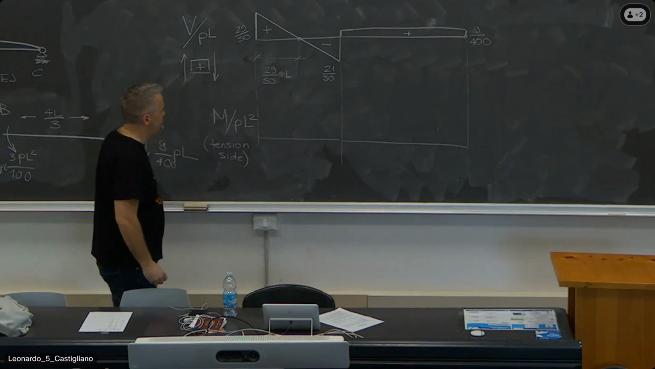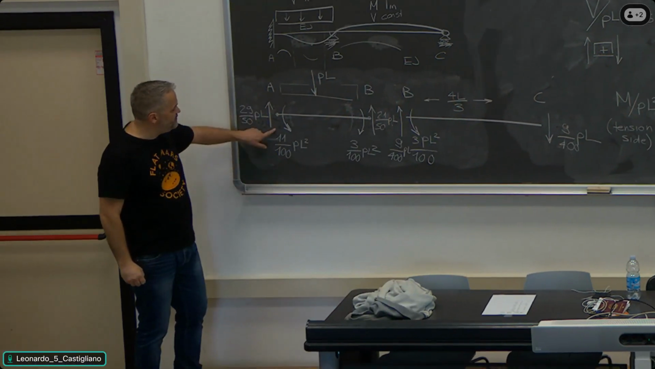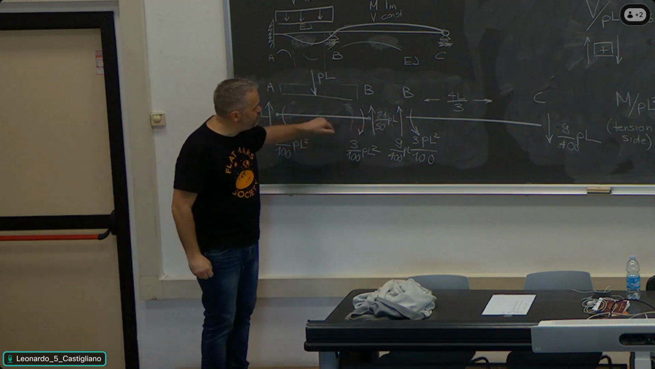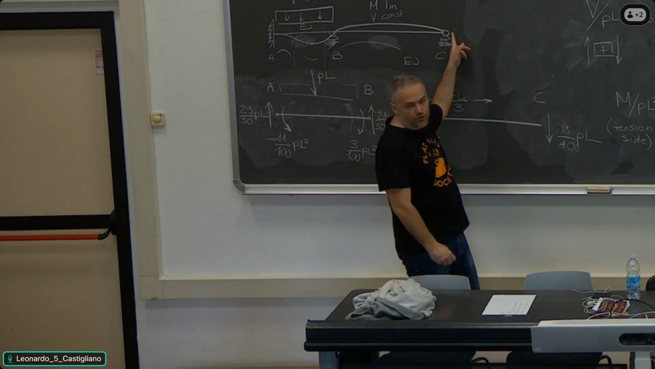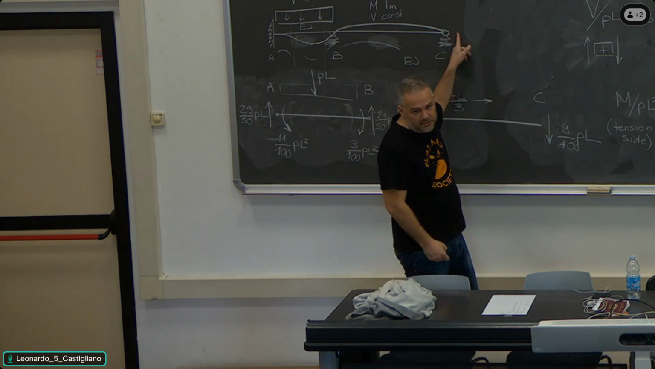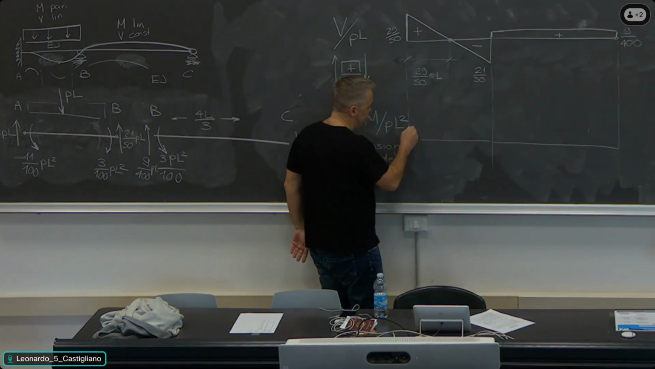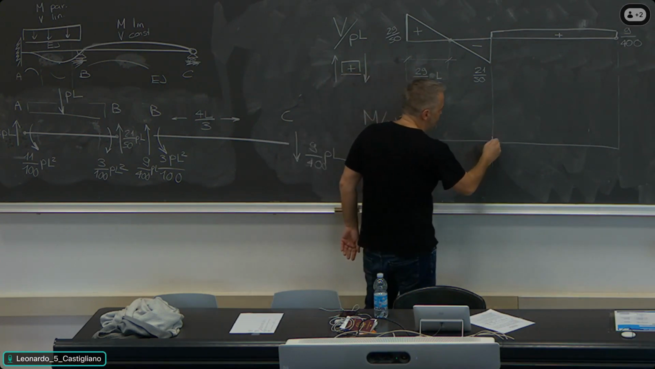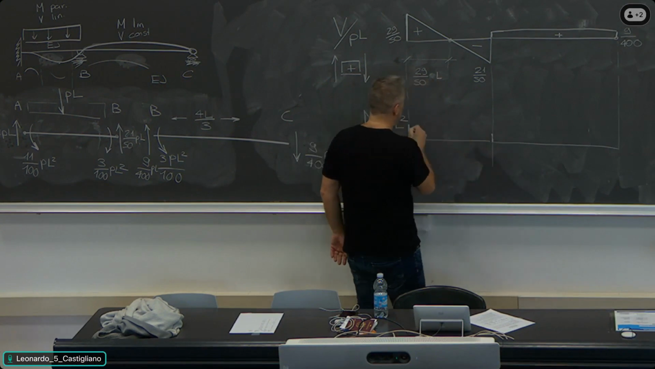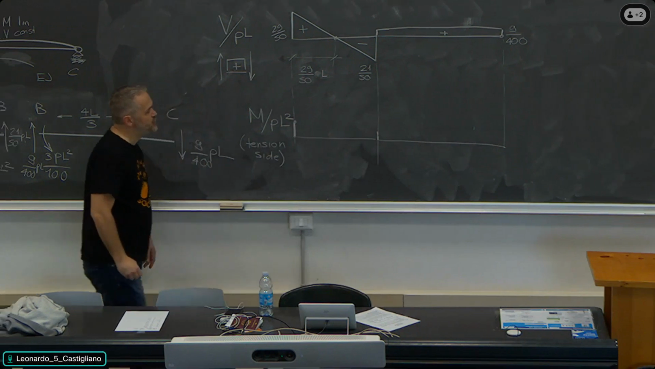Okay. So, first of all, what do we know? We know 11 divided by 100, 3 divided by 100, both negative, and then 0 here, which is a given since there is a roller. We know from the beginning that the moment is 0 here. So, 11 divided by 100, negative, tension side, it's the top side, 3 divided by 100 here, and 0 here. So, straight ahead.